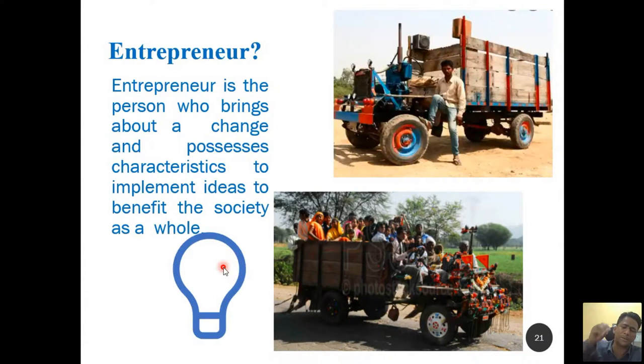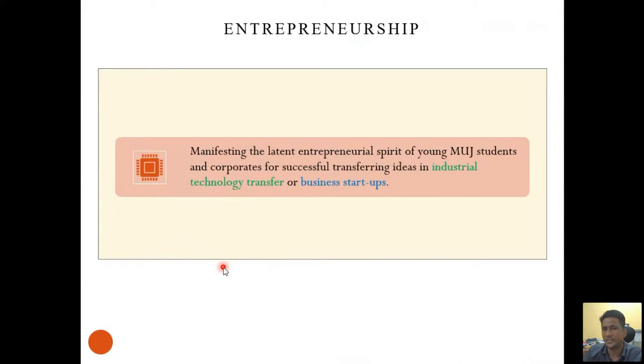And implemented an idea in such a way that he can carry people from one place to another place, can take crops from one place to another place. So entrepreneurship is the young mind. This definition we have made as per MUJ, but it is applicable to all persons.